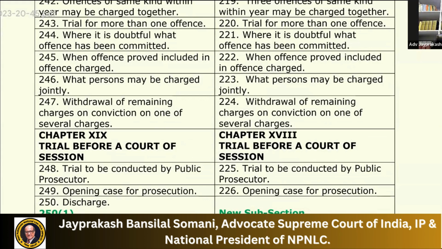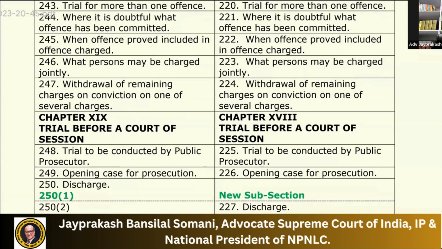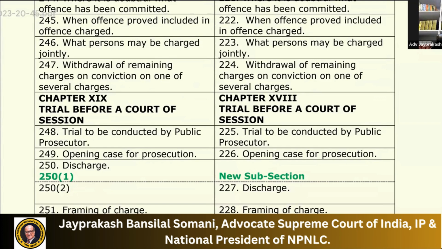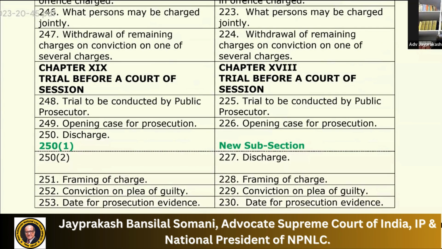BNSS section 244, where it is doubtful what offence has been committed. Its earlier section was CrPC 221. BNSS section 245, when offence proved is included in offence charged. Its earlier section was CrPC 222. BNSS section 246, what persons may be charged jointly. Its earlier section was CrPC 223. BNSS section 247, withdrawal of remaining charges on conviction on one of several charges. Its earlier section was CrPC 224.